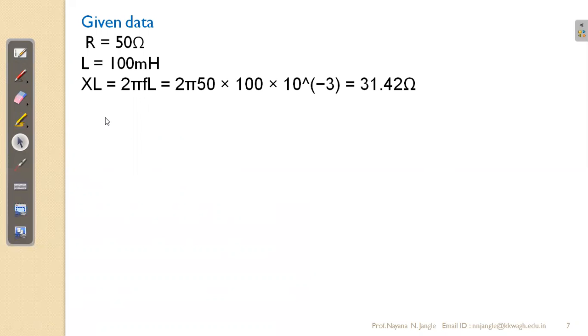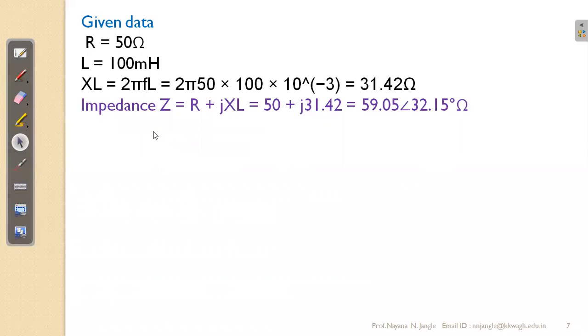Given data is R equal to 50 ohm, L equal to 100 millihenry. XL is the inductive reactance and its formula is 2 pi FL. So 2 pi, frequency is 50 hertz and the inductance is 100 into 10 to the power minus 3. After calculating this, we will get inductive reactance as 31.42 ohms.